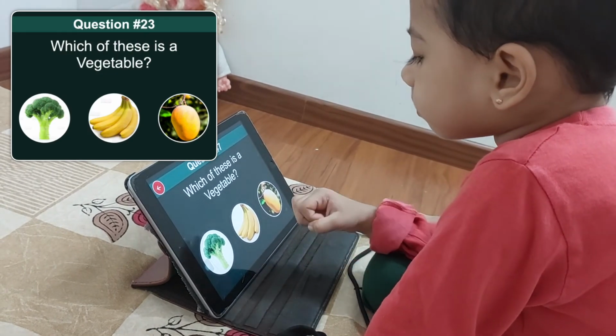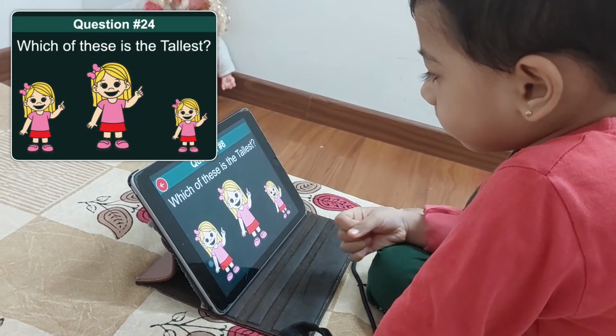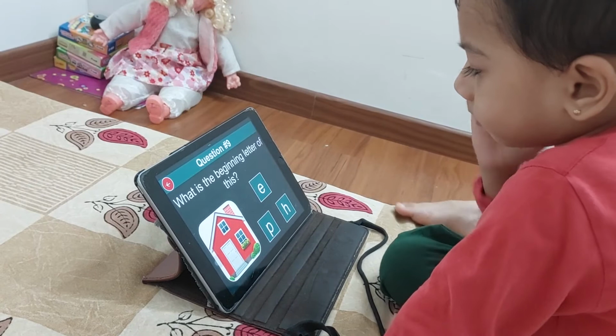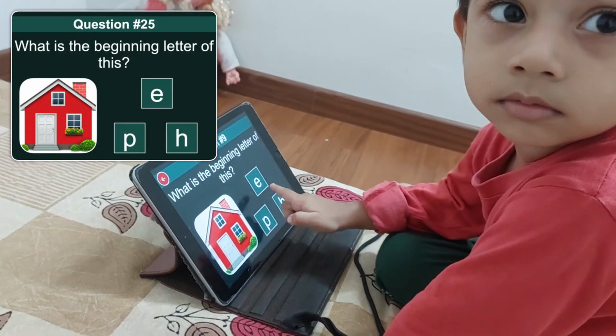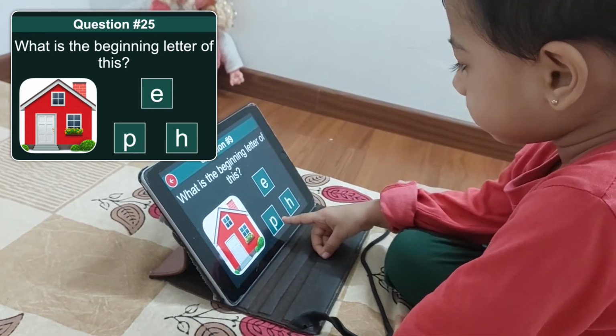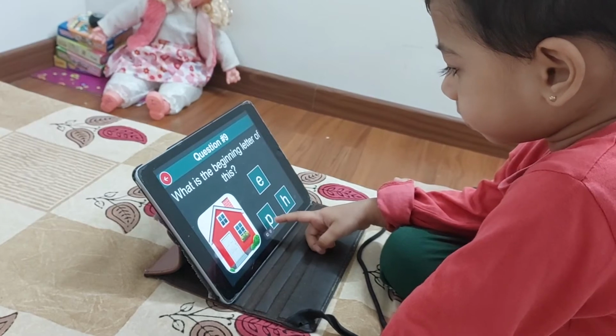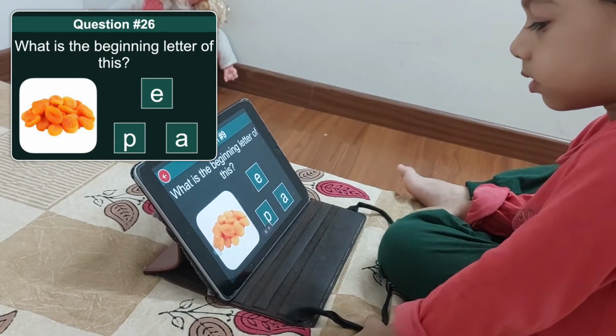Which of these is a vegetable? Which of these is the tallest? What is the beginning letter of this? What is the beginning letter of this? House. What is the beginning letter of house? House. Yes. What is the beginning letter of this?